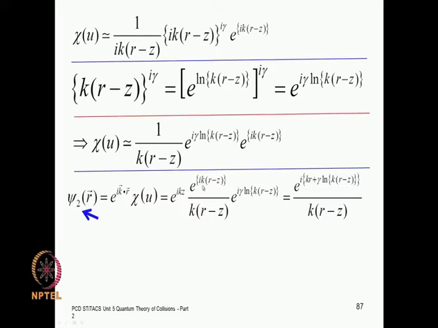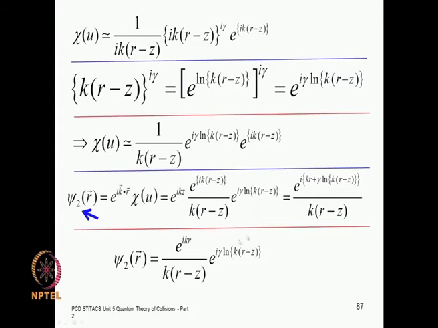Notice that you have got e to the minus I k z coming from here, there is a minus z over here. So here there is an e to the minus I k z sitting, that cancels this e to the I k z, and the rest of the terms are here. All right, so now we have got the second solution, which is e to the I k r over k r minus z, and this looks nice, right, because that is the kind of solution we are looking for.